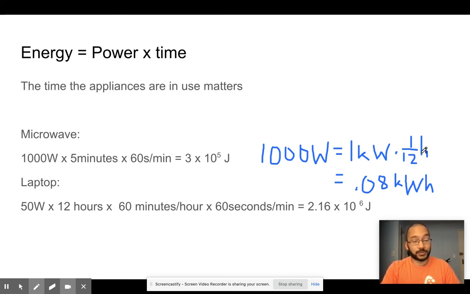Let's say I use my microwave for 5 minutes a day for 30 days. Then I would take this 0.08 kilowatt hours in 1 day, multiply it by 30, and I would get about 2.5. So that'd be the kilowatt hours per month, roughly, that my microwave would be contributing to my total energy usage.